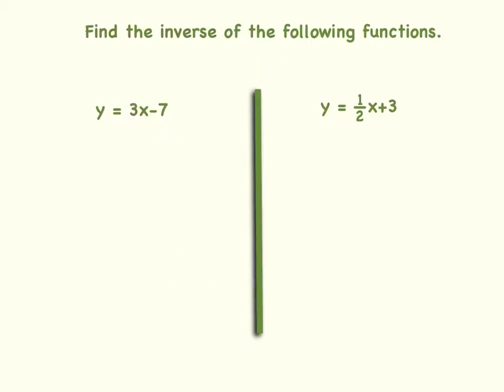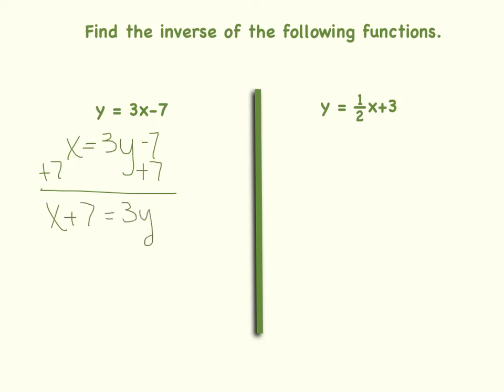First, we have y equals 3x minus 7. So step number 1 is to switch the x and the y. So I'm going to do that, and I will have x equals 3y minus 7. Now I'm ready to do step number 2, which is to solve for y, which is really just a two-step equation. I will first add 7 to both sides of the equation, and on the left side I will have x plus 7 equals 3y.